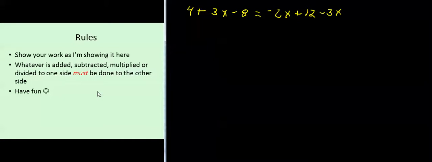And the next thing is what I call the golden rule. Whatever is done to one side must be done to the other. Whatever is added, subtracted, multiplied, or divided on one side of the equation, we do it to the other. Equal opportunity here. And lastly, let's have some fun.